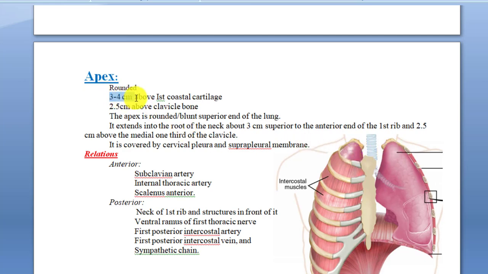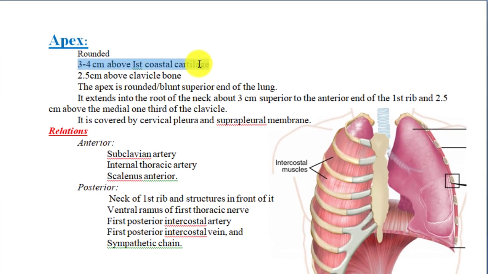It is 3 to 4 centimeter above the first costal cartilage, right? This is the first costal cartilage, and if you take the length of the apex of the lung from the first costal cartilage, it will be 3 to 4 centimeter above, right? And 2.5 centimeter above the clavicle bone. Our clavicle is a little bit superior to the first costal cartilage, so we say the apex of the lungs is 2.5 centimeter above the clavicle bone, right?